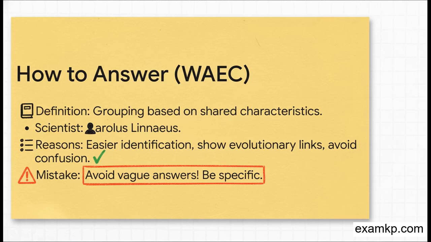For part 1, a nice clear definition is all you need. It's grouping organisms based on shared features. Part 2 is just a name, Carolus Linnaeus. For part 3, you just list 3 reasons like the ones you see here. Now, the most common mistake students make is being too vague. Don't just say for study. That's not good enough. You have to say how it helps, like to arrange organisms in an orderly manner. Be specific.